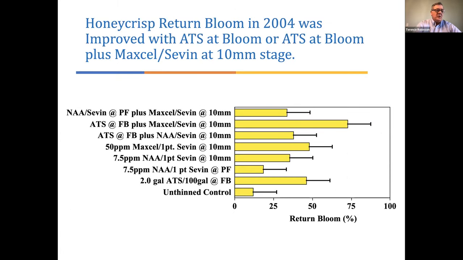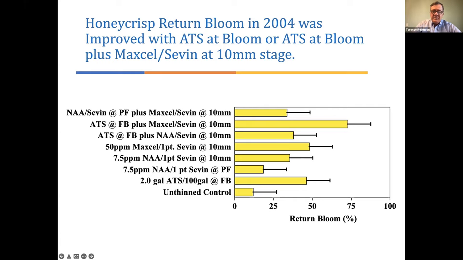That data is still good, and we also saw in those studies back in 2004 when we did these trials with Honeycrisp that we tended to get more return bloom. So you see here, an untreated control had only about 10% return bloom. Just the ATS at full bloom raised it up to about 45% return bloom. The standard post-bloom chemical sprays of NAA or Sevin, Maxcel and Sevin tended to work fairly well, about similar to ATS. But when we combine Maxcel and ATS, we got the best return bloom at 75%.